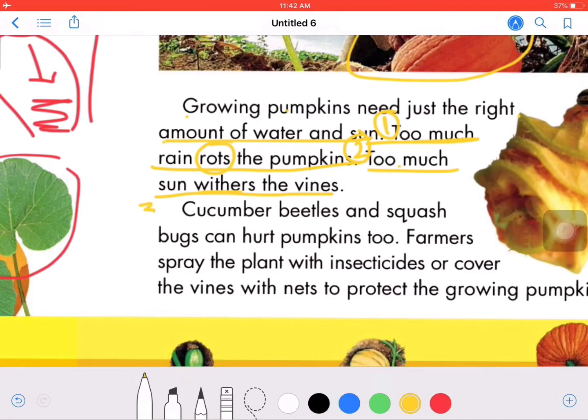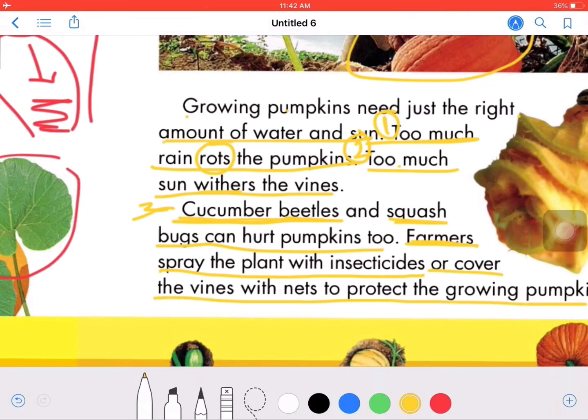Also we have number 3, some problems. Cucumber beetles. It's a type of bug. And also squash bugs can hurt pumpkins too. So what will happen if bugs and insects come over the pumpkin and eat some of it? It will be a problem, right? So here, what will the farmers do? Farmers spray the plant with insecticides or cover the vines with nets to protect the growing pumpkins.